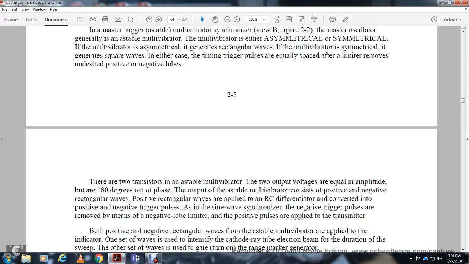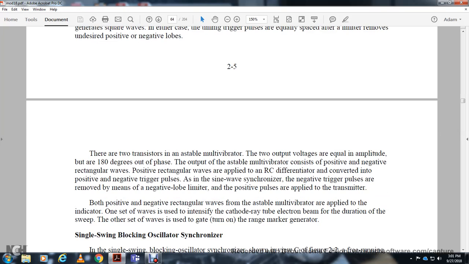The 180 degrees out-of-phase outputs of the astable multivibrator, with the positive and negative rectangular waves, are applied to an RC differentiator, which converts them into positive and negative trigger pulses. The negative trigger pulse is removed by the negative lobe limiter, and the positive pulses are applied to the transmitter.